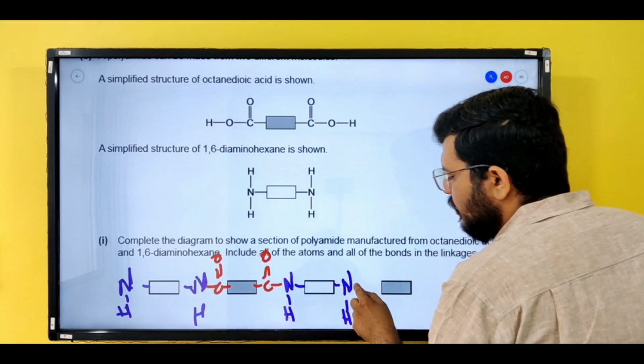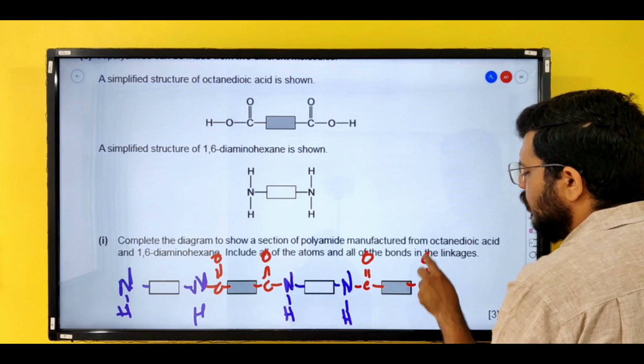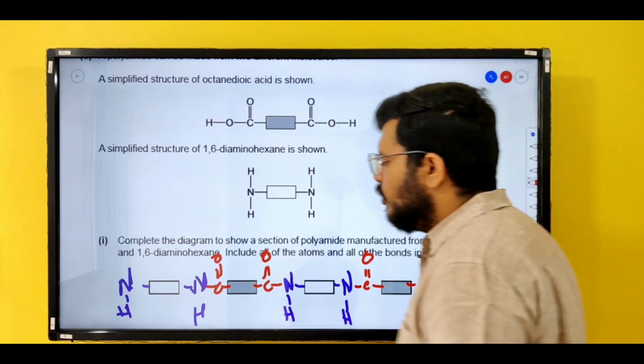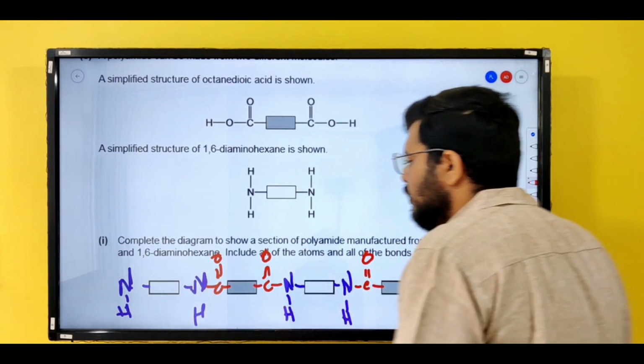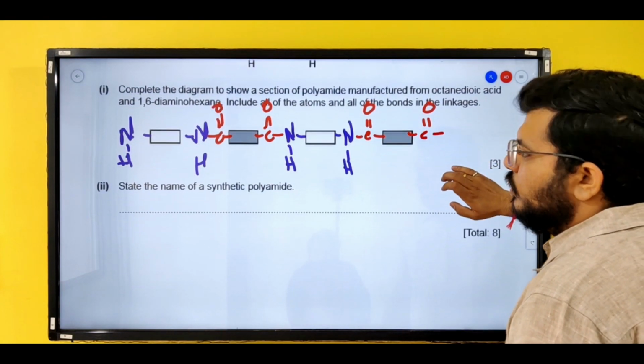This is the amide linkage, right? Don't make the mistake of drawing C double bond O on one side and NH on the other side. That's the most common mistake seen in these types of questions.